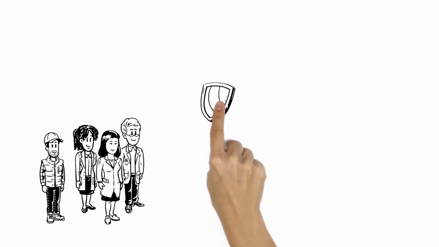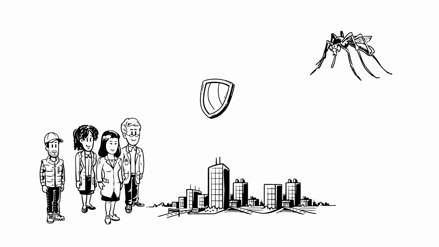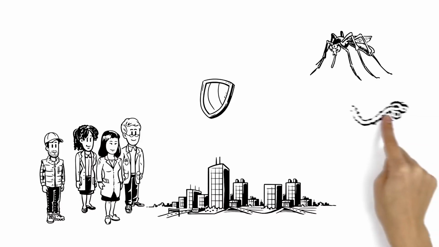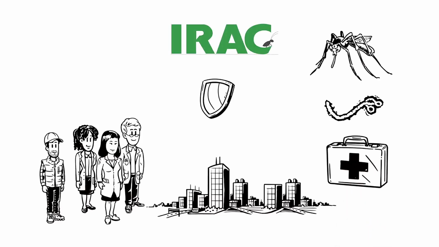Farmers like James are not alone in the fight against insecticide resistance. In urban environments, mosquitoes can also develop resistance. This increases the spread of malaria and has a huge impact on public health. IRAC works everywhere to combat the development of resistance.